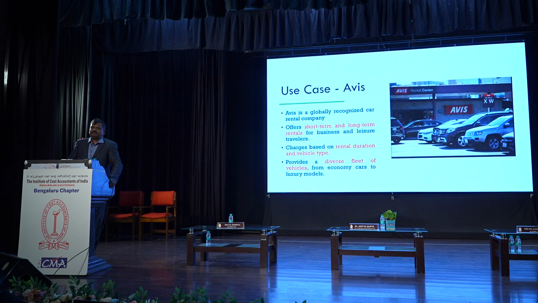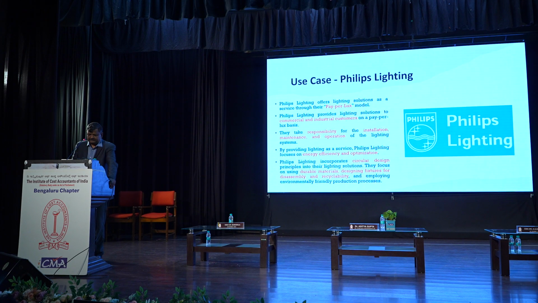Avis, if you have traveled any time outside the country, is a car rental model, and they offer cars on a short-term and a long-term basis also. The rental is a function of the quality of car, the duration for which you are trying to take it, and the origin and the destination. So if you lease it from a particular place and return to the same place, rental is low. But if you return at a different place, then the rental is high. So this is another example of product as a service.